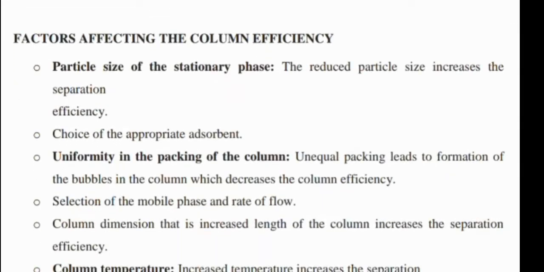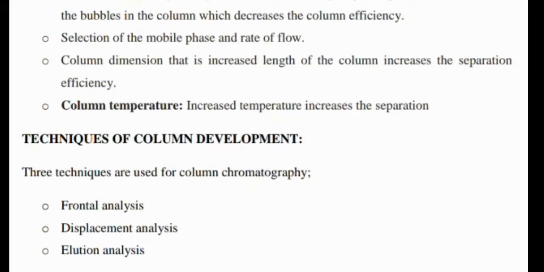The factors affecting the column efficiency: the first one is the particle size of the stationary phase. Reduced particle size increases the separation. Another one is the uniformity in the packing of the column. Unequal packing leads to the formation of bubbles in the column, which decreases the column efficiency. Further, we have the column temperature. Increased temperature causes an increase in the separation.